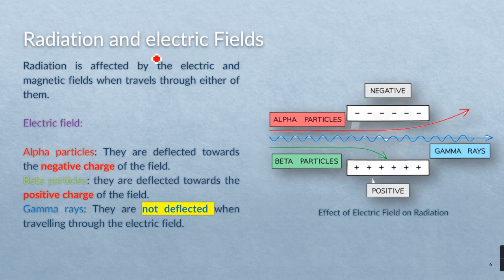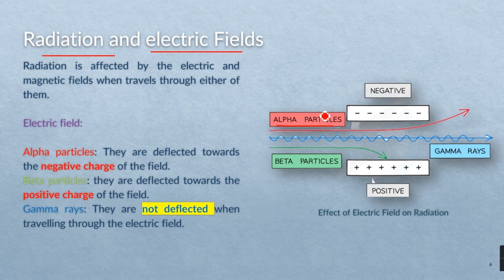Let's talk about the effect of the electric field on the radiation. So if we have a radiation coming through by the different negative and positive electric terminals, we know that those terminals will have an effect on the radiation passing through.